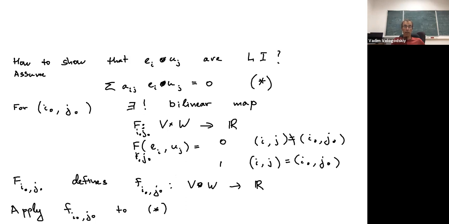Then, by definition of little f, almost all terms here die, because if the pair ij is not equal to the pair i0 j0, then little f applied to this tensor is going to be 0, because it's equal to capital F applied to ei, uj. So the only term which does not die here is the one that has ei0 tensor uj0 here. So we conclude from this that a i0 j0 is equal to 0. And this completes the proof. So we proved we can take any pair of indices and conclude that all the coefficients here are equal to 0.